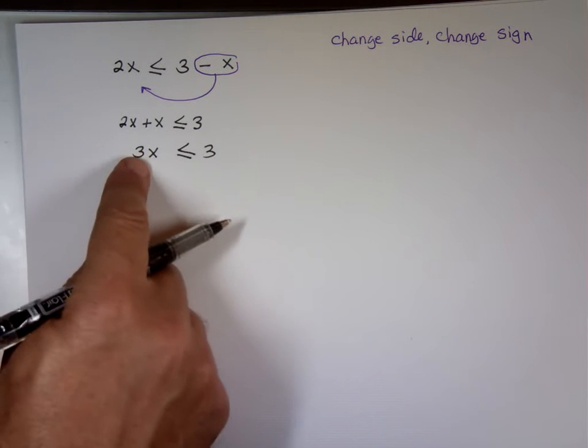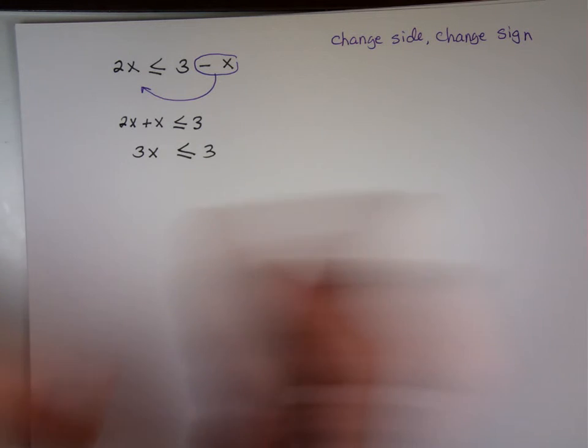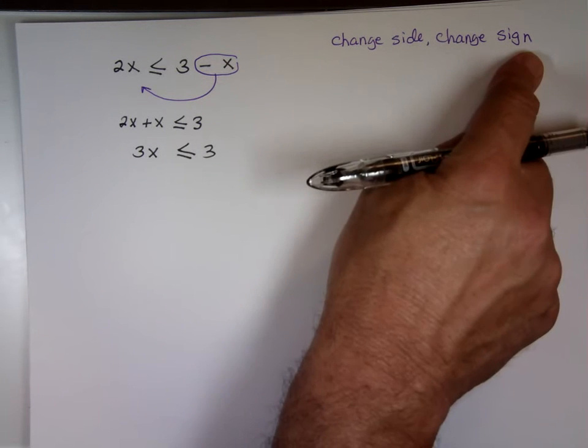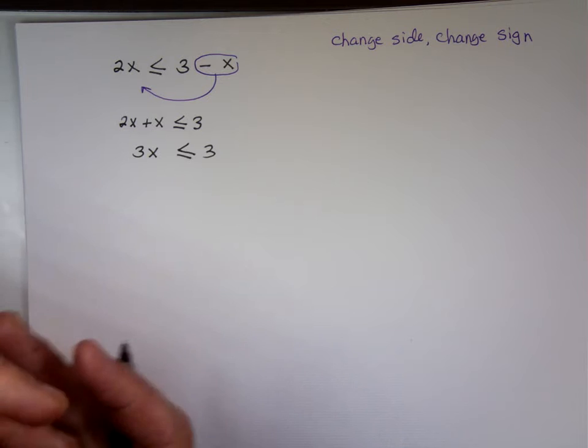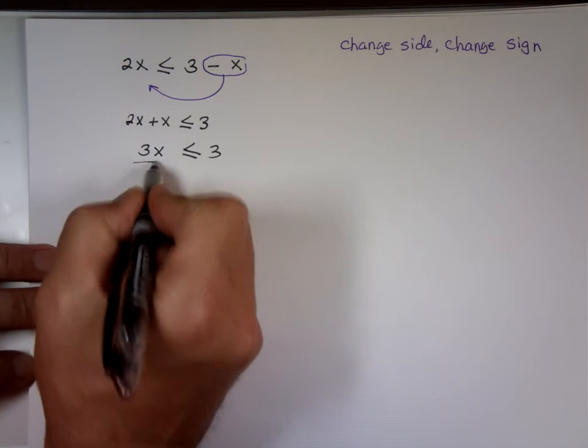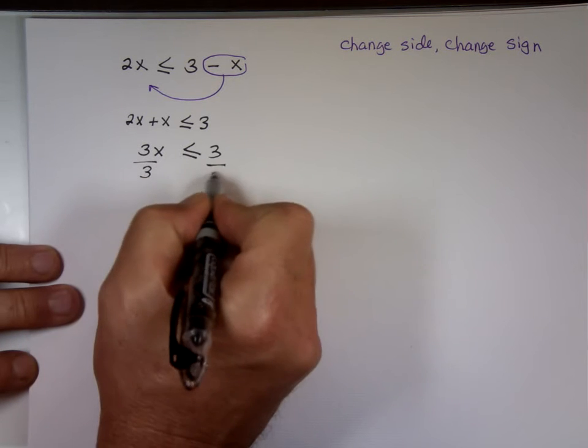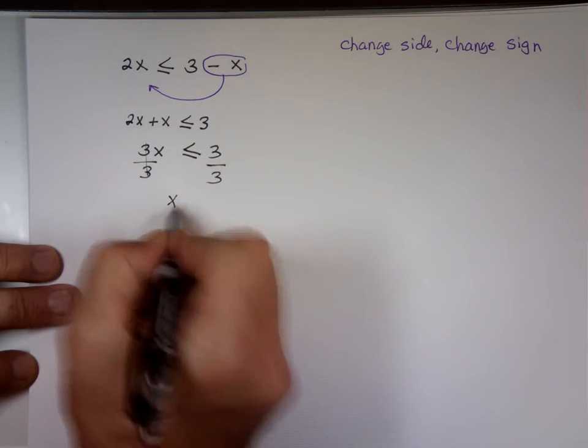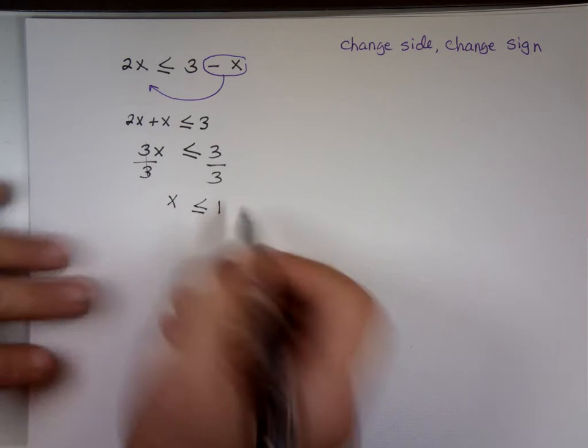Now that's a multiplication. You can't move the 3 there and make it negative 3. That's only for addition, subtraction, change side, change sign. So when you have multiplication, what do you do to solve for x? You divide. You got to divide this side by 3, divide that side by 3. X less than or equal to 1.